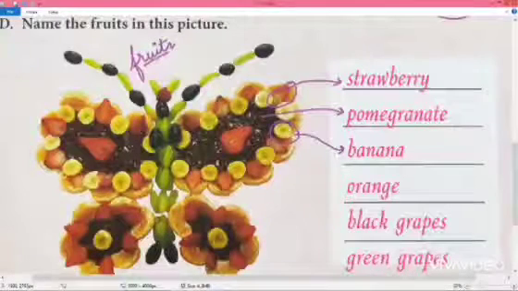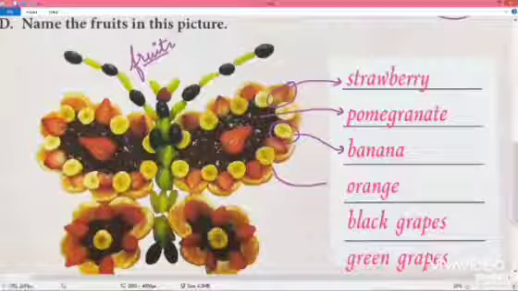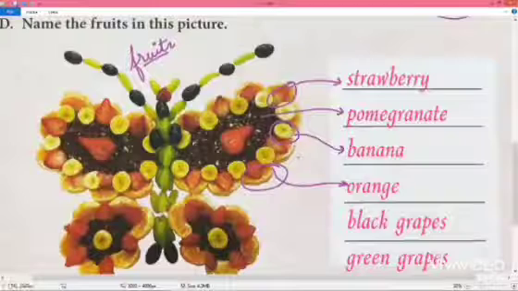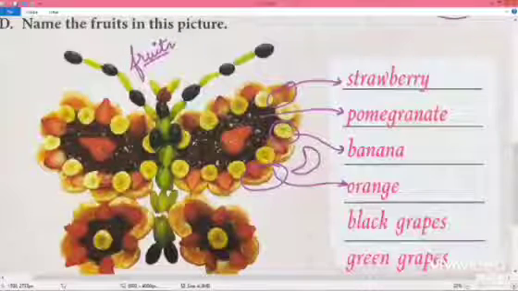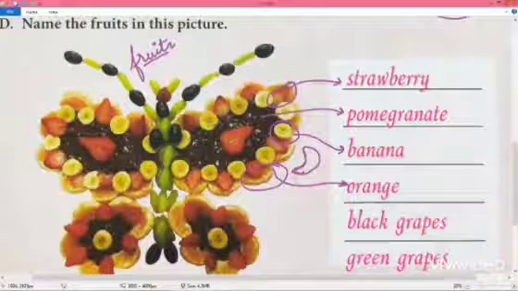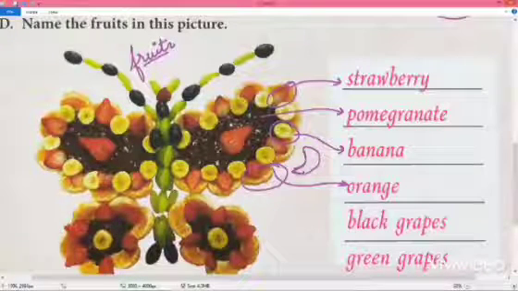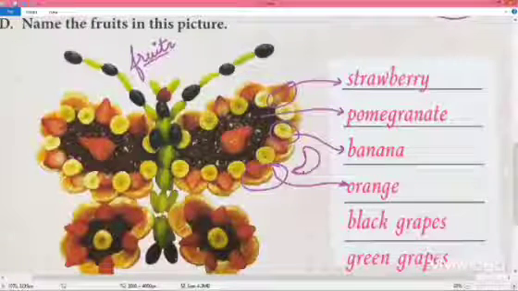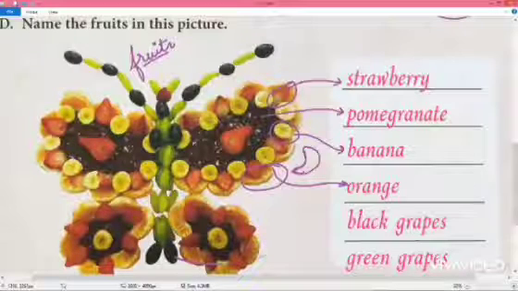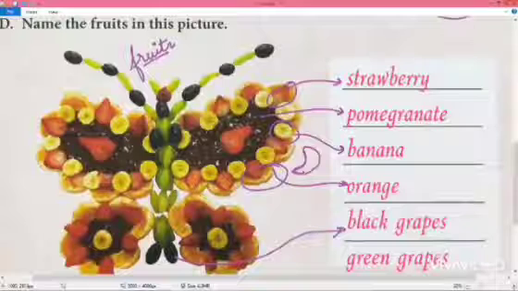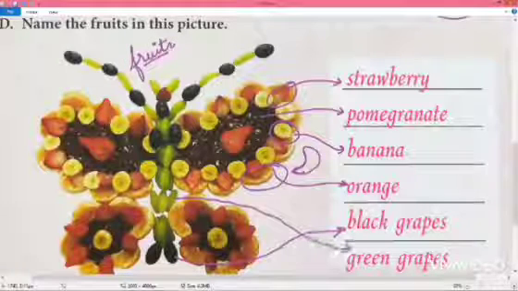Then you can see here the orange fruit is the orange. This is curved like this. This is an orange. Then we have these grapes which are black in color. So these are the black grapes, and these green ones here are the green grapes.